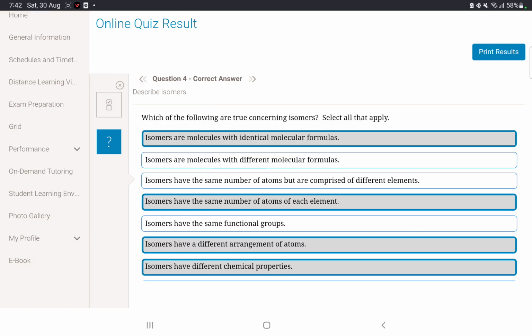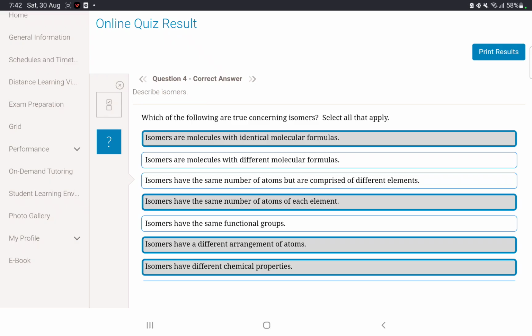Which of the following are true concerning isomers? Isomers are molecules with identical molecular formulas, so they have the same molecular formula. They do not have different molecular formulas. Isomers have the same number of atoms but are comprised of different elements. No, that is wrong. Isomers have the same number of atoms of each element. Yes, they have the same number of atoms of each element.